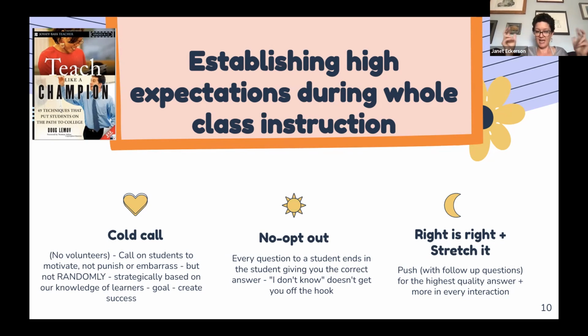The right answer, yeah? With that cold calling, inevitably, we'll have students who say, I don't know, or give us an incorrect answer. And what we do next is the second strategy here. The Teach Like a Champion folks call this no opt out. We call on the student, we ask them the question in the target language, and every time we call on a student, the interaction should end with the student giving the successful response. So when someone says, I don't know, or gives a wrong answer, we don't move on. We stay with the student and continue questioning until we can get a right answer.